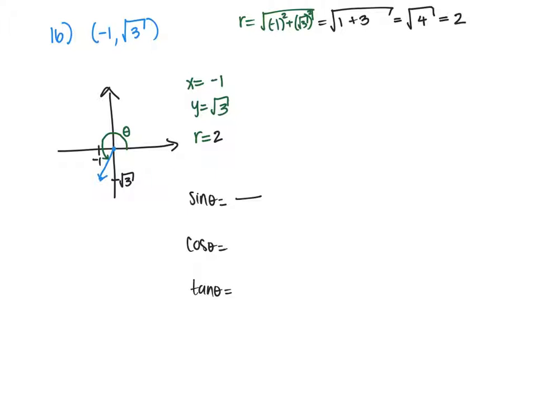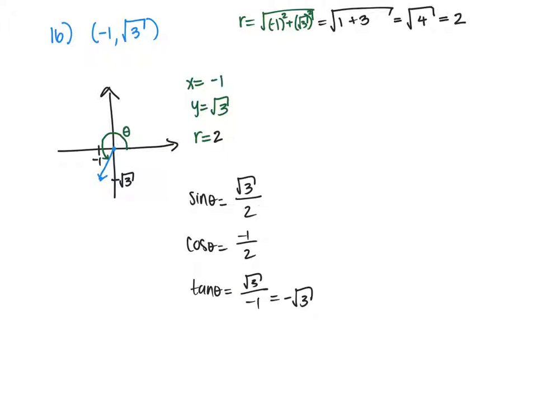So our sine is our y over r, so square root of 3 over 2. Our cosine is going to be x, which is -1 over r, which is 2, so -1/2. And tangent is y over x, so square root of 3 over -1, that's just going to be negative square root of 3, because if you divide anything by 1, you get itself, but because it's a -1, it's a negative square root of 3.